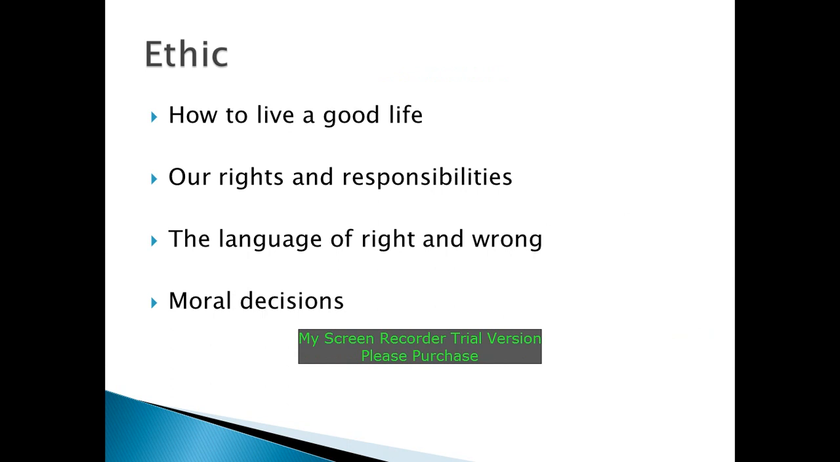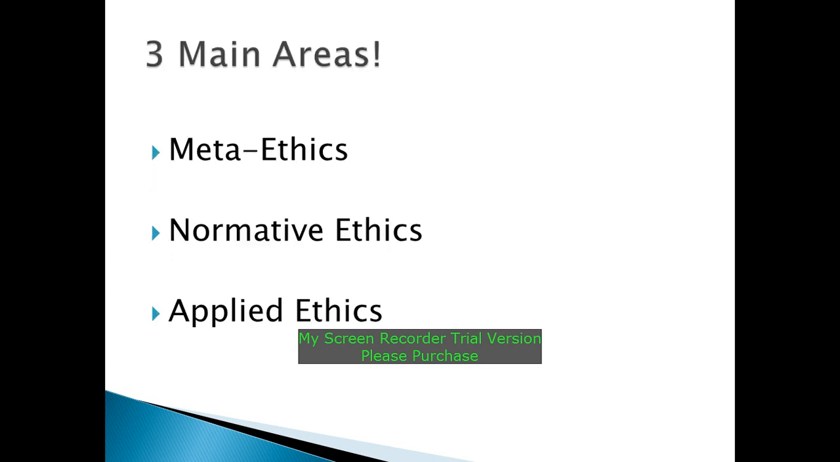The word ethics can cover a variety of dilemmas in life, such as how to live a good life, our rights and responsibilities, the language of right and wrong, moral decisions, what is good and also what is bad. When approaching the subject of ethics, three main areas have to be taken into consideration: meta-ethics, normative ethics, and applied ethics, all of which have their very own strong meaning.